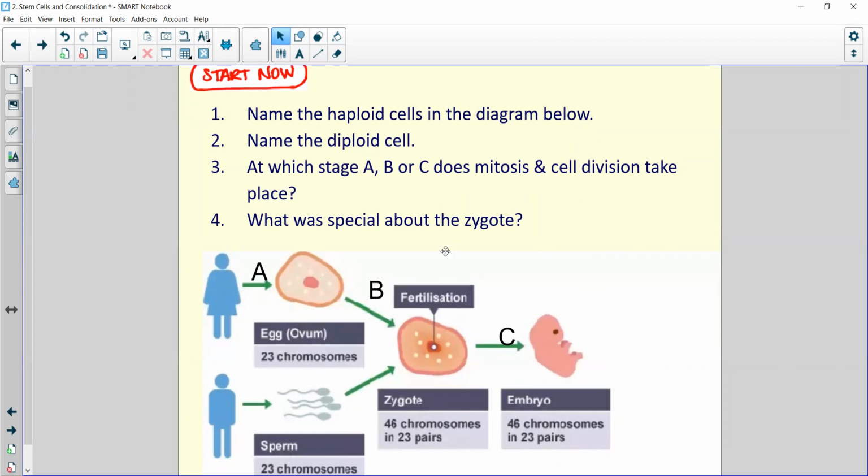And finally, what was special about the zygote? Well, the zygote is the first cell that every cell in this embryo is going to come from. However, it's completely unspecialized. It doesn't have any jobs yet. This is in fact a stem cell. I'm going to learn a wee bit more about them today.